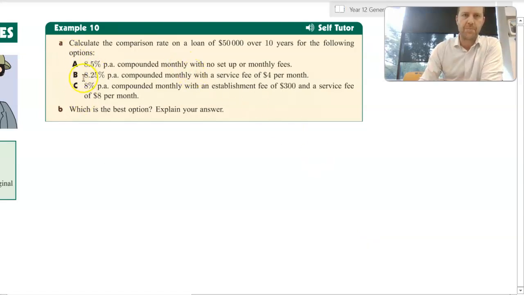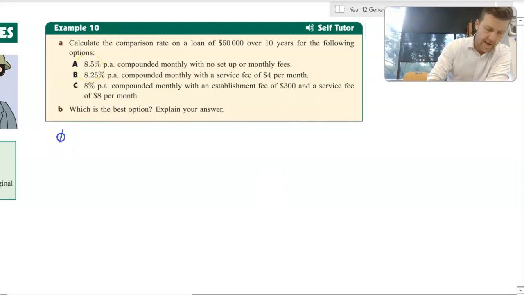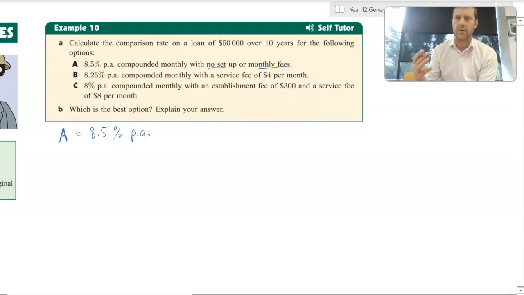Okay, so we're going to jump straight into an example here where we're calculating a comparison rate for three different banks, for example, with a loan of $50,000 over 10 years. So the first bank, Bank A here, has a nominal rate of 8.5% compounded monthly with no setup or monthly fees. Because there are no setup or monthly fees, then the nominal rate is going to be the same as the comparison rate, which is 8.5% per annum. Okay, so that would be the rate we use to compare with other banks.